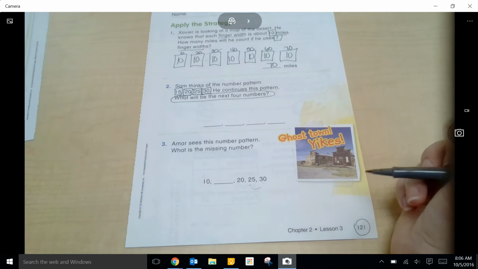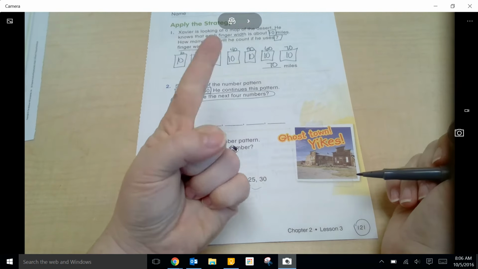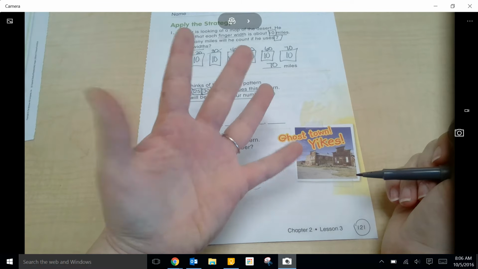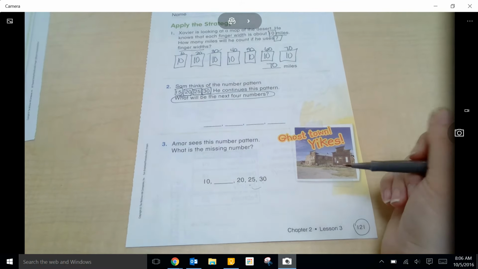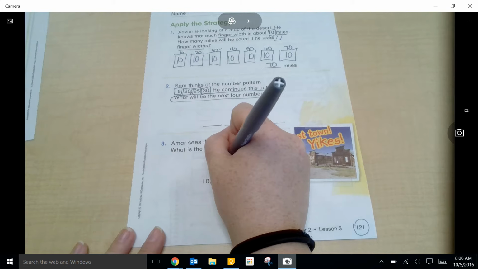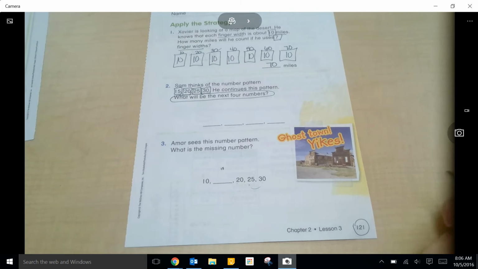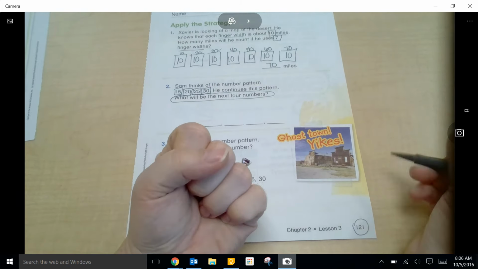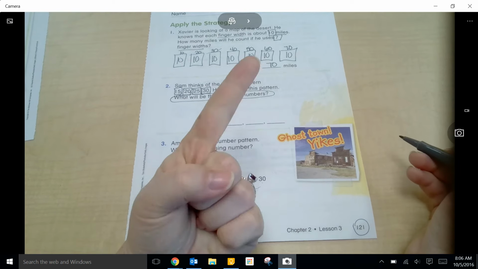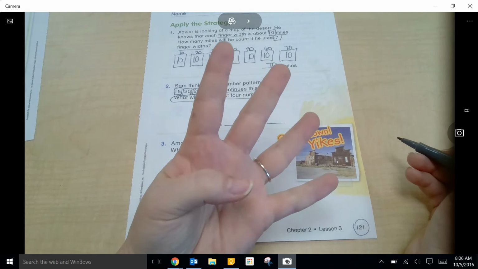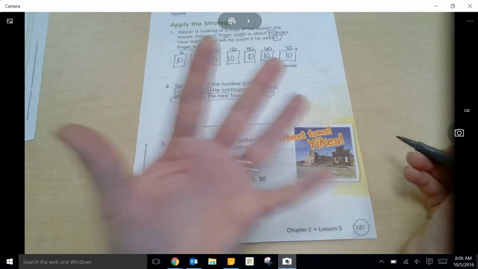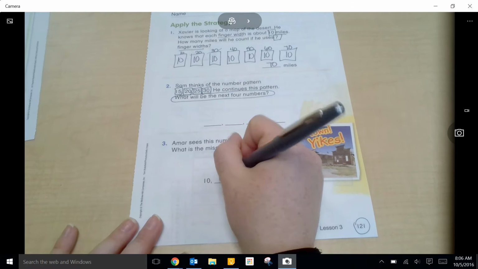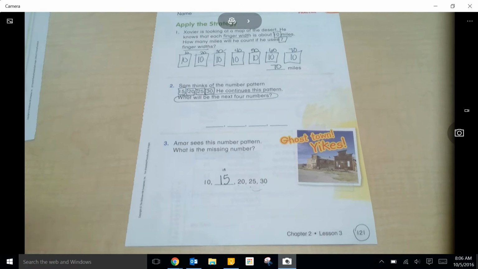So let's count up 5 from 10. 10, 11, 12, 13, 14, 15. 15 could be my answer. I'm going to write it really small right here so that I remember. Now I'm going to count up from 15 to 20 and see if it's still 5. 15, 16, 17, 18, 19, 20. It's still 5 fingers. So I think 15 is my answer for number 3.